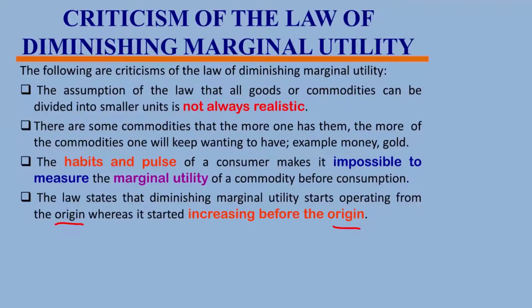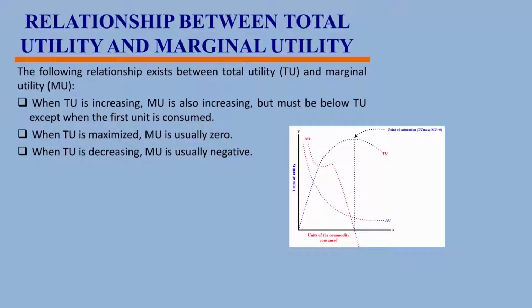Let's look at the relationship between total utility and marginal utility. This relationship holds that when total utility is increasing, marginal utility is also increasing. But marginal utility must be below total utility except when the first unit is consumed.